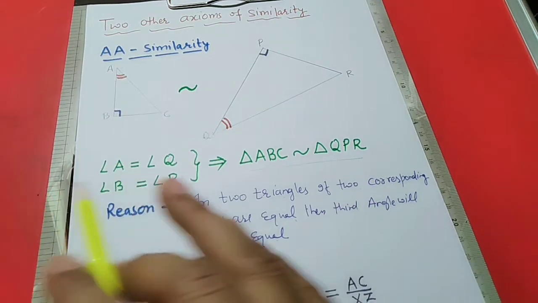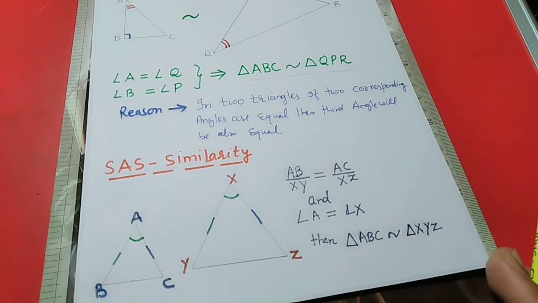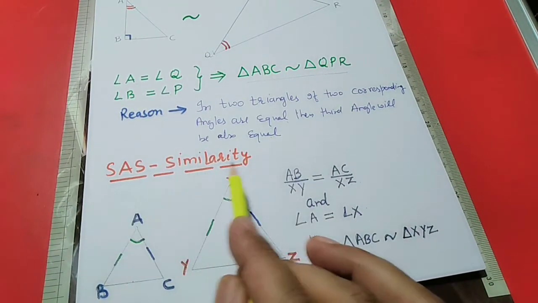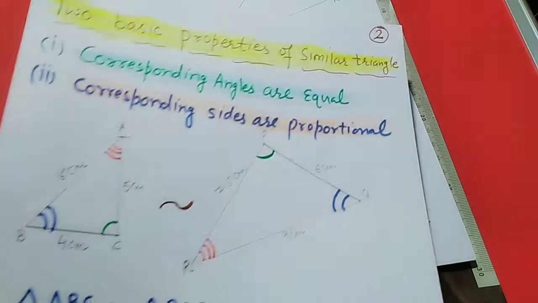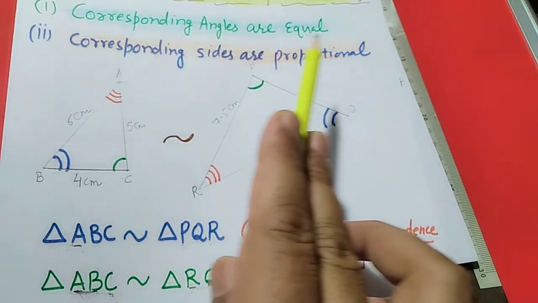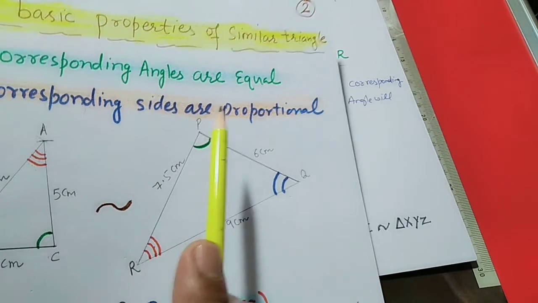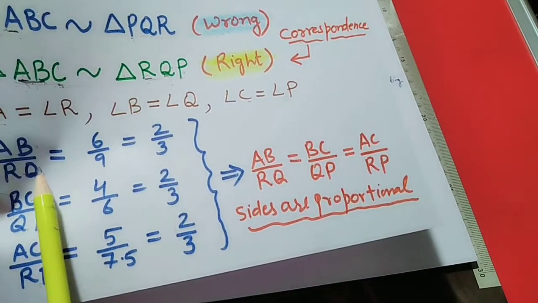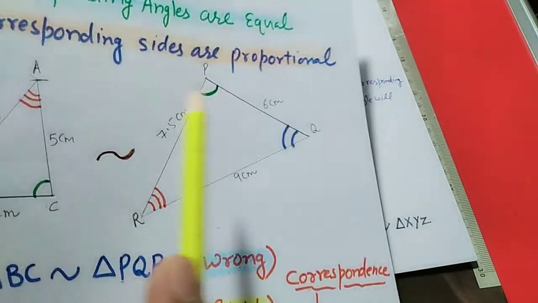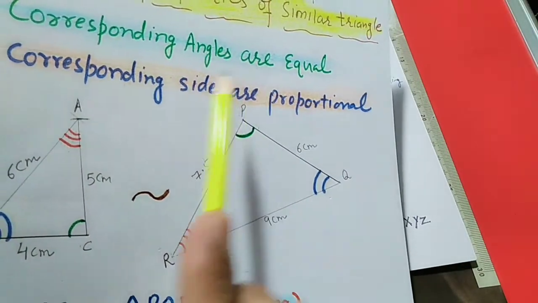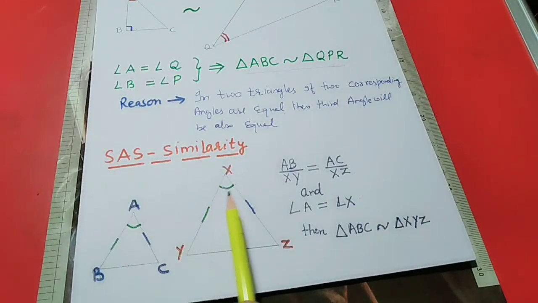It is just sufficient to show. Now the next axiom is side-angle-side similarity. So it is a mix, because in the previous two properties, the first property is all about the angles only: all angles are equal, then similar. The second property is about the sides only: all corresponding sides are proportional, then similar. So one property has only the angle property, and the second property has only the side property. So it is a mix of both properties.